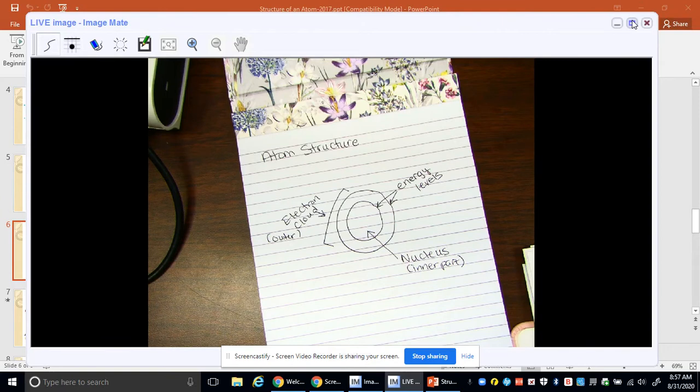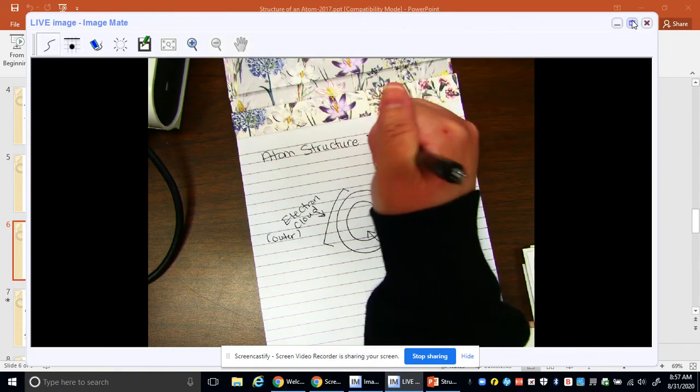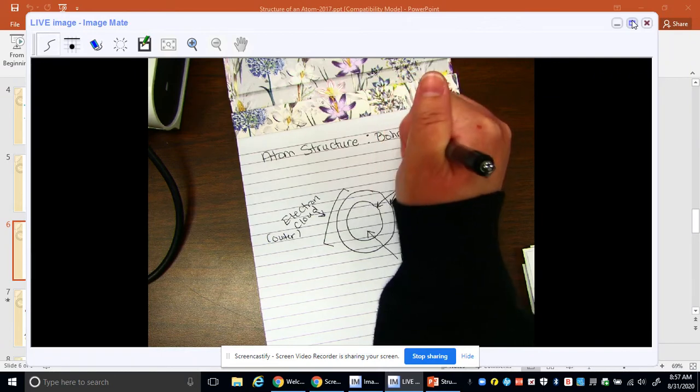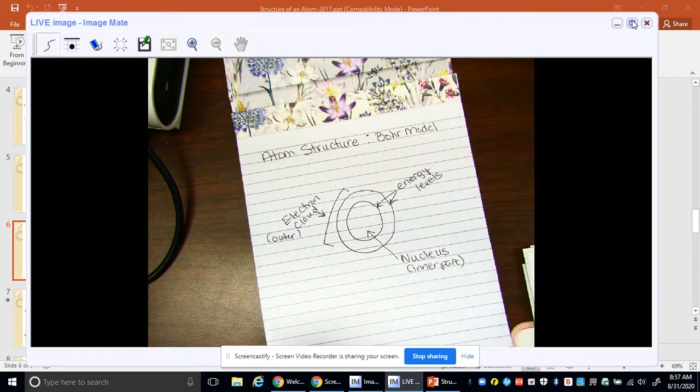And the type of model that I'm drawing here for you is called a Bohr model. So let me put that up here in the title. This is called a Bohr model. This was created by a scientist named Niels Bohr. So it's named after himself, as a lot of things in science tend to be. So these are the two major structures of the atom. The inner part, the nucleus. The outer part surrounding the nucleus is called the electron cloud.